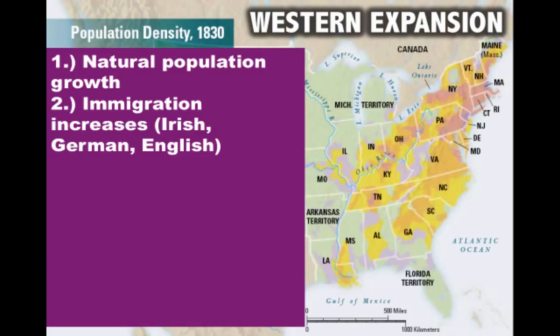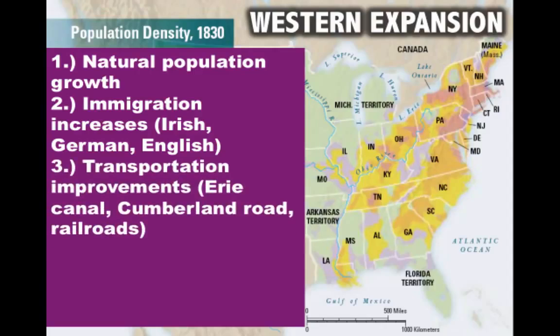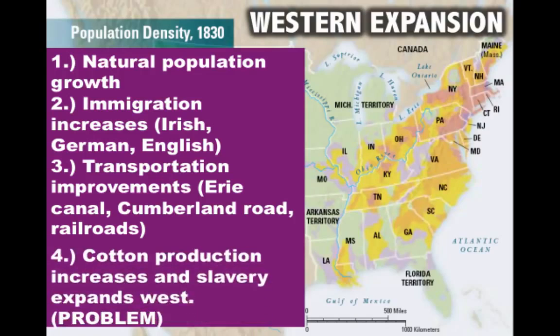And then number 3 are English immigrants as well as others. Transportation improvements allow this Western expansion to take place as well. We have this transportation revolution with canal building, the first national road, the Cumberland Road, and eventually, of course, the big one, railroads in the 1830s and 40s. So transportation improvements allow this western expansion.